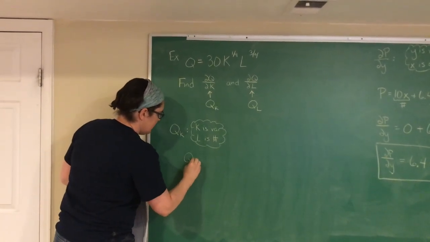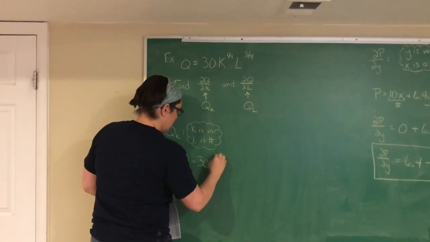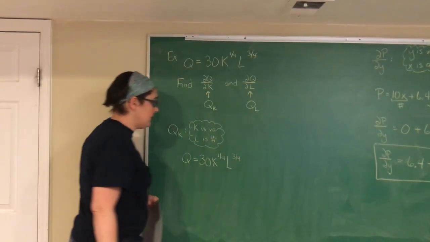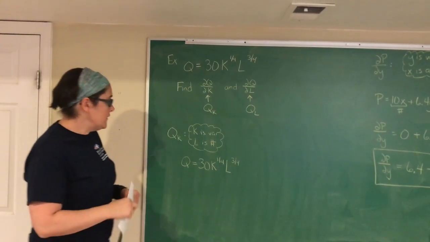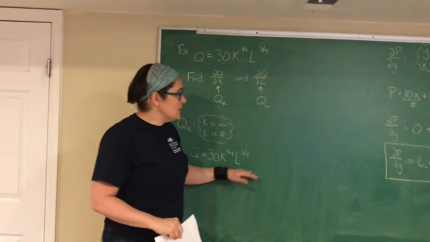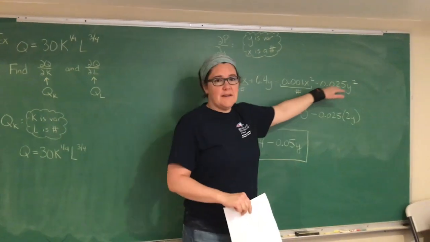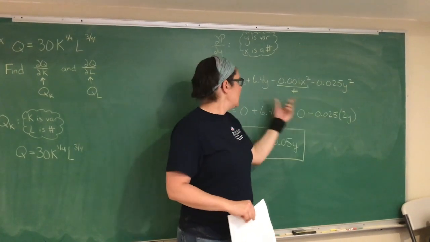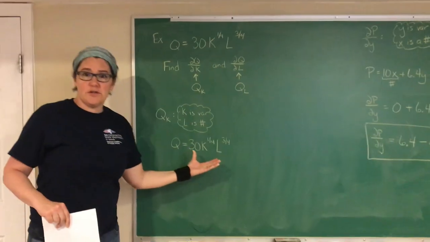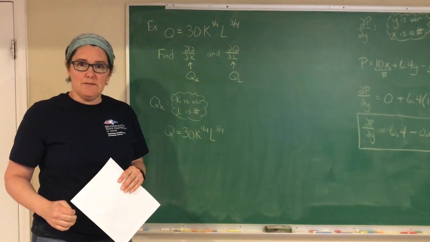So I start by writing down the original function. Q is equal to 30 K to the 1/4 L to the 3/4. What I noticed that's a little bit different about this example than the other two examples is, in our profit example, we had a bunch of terms added and subtracted together, and we analyzed each one separately. Here, we just have one term. There's no adding and subtracting.